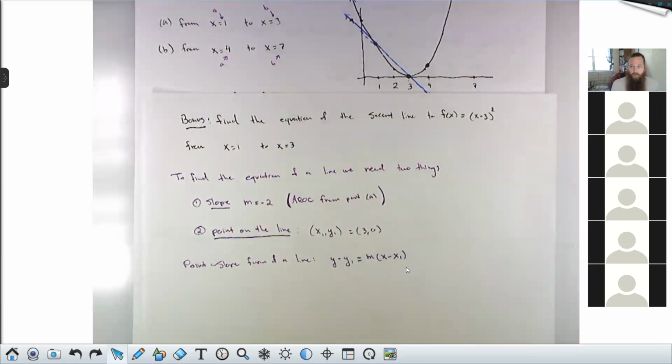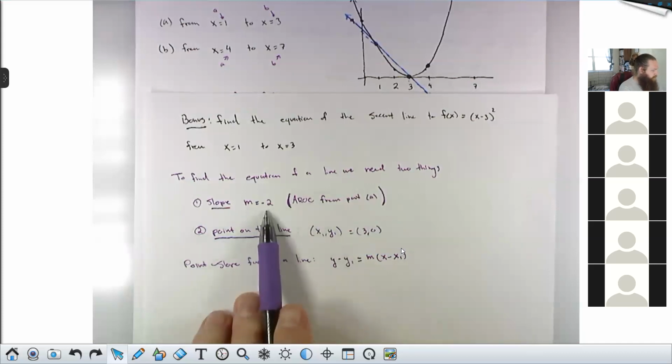Think about it for a second. If you know the y-intercept, that's the point 0, b. That means x1 is 0 and y1 is b. So this would be y minus b equals mx, which is the same as y equals mx plus b. This includes mx plus b. But it also allows you to find the equation of a line with the slope and any point on the line, even if it's not the y-intercept, which is dope. It's so much faster and easier.